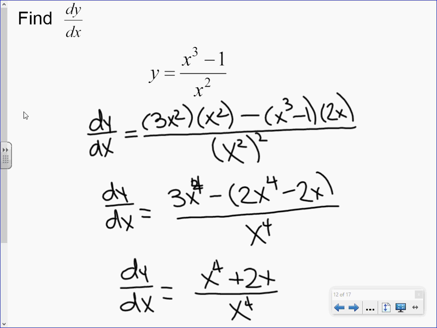We have different ways to do things, but you have to practice product and quotient rule. Otherwise, you're not going to know it for the next quiz. Do your homework. I'm just going to keep adding more rules.